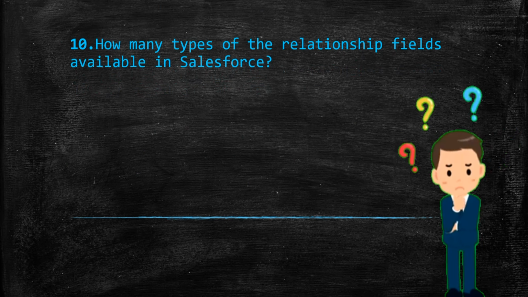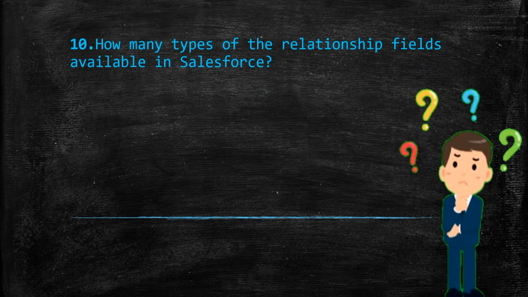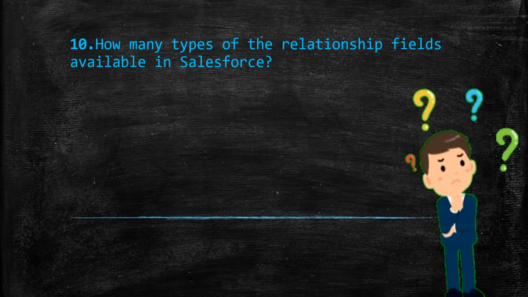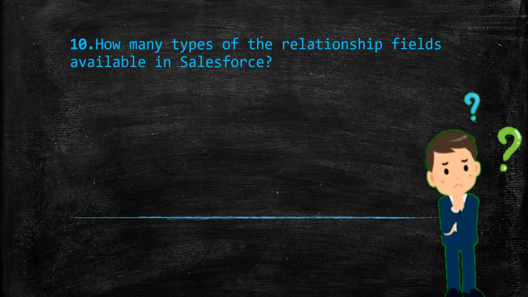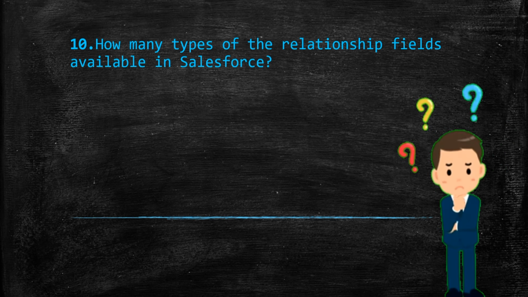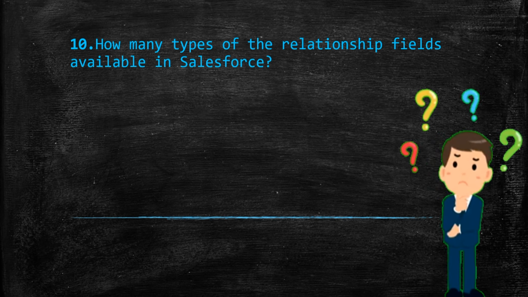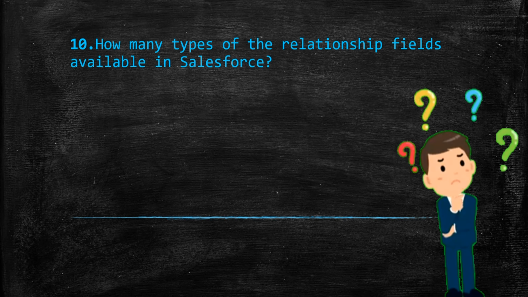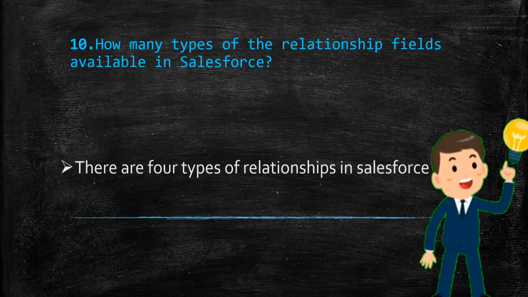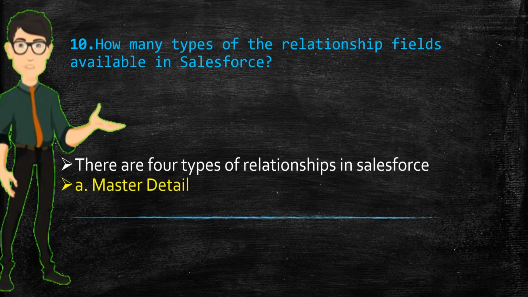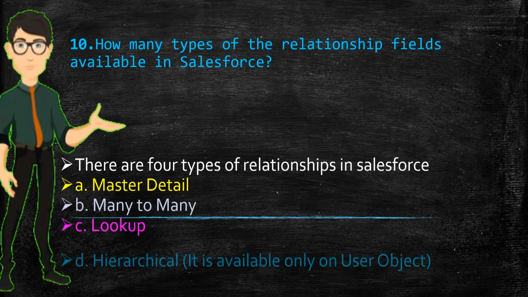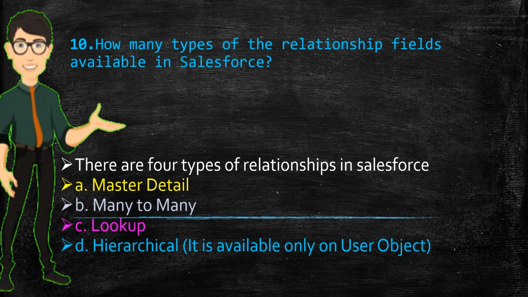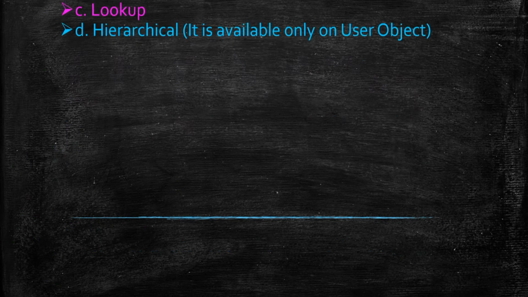How many types of relationship fields are available in Salesforce? So this is mostly an interview question. There are two types of relationship, lookup and master detail, but you don't have to say it like this. You have to say like this: there are four types of relationship in Salesforce. First is master detail, second is many to many, third is lookup relationship, and the last one is hierarchical, which is available on the user object. You have to say it like this, in a proper manner.